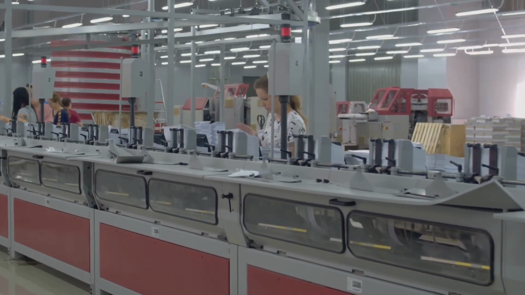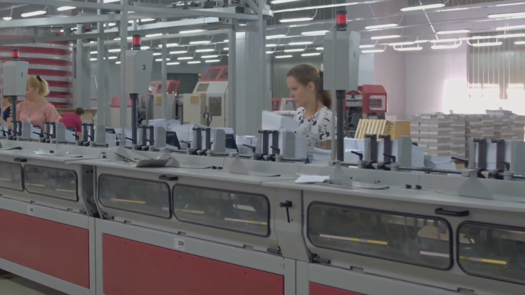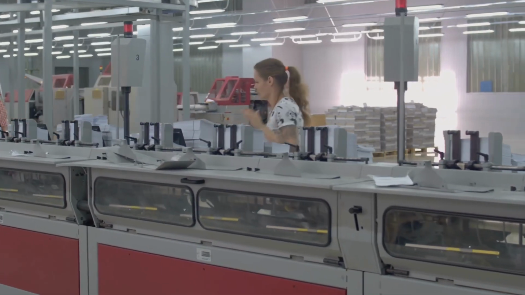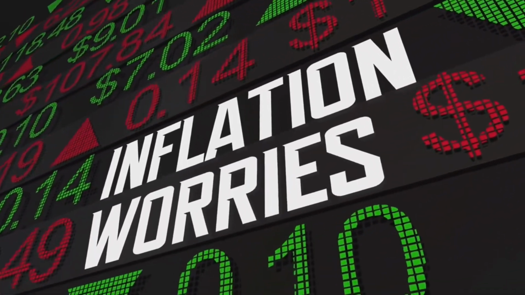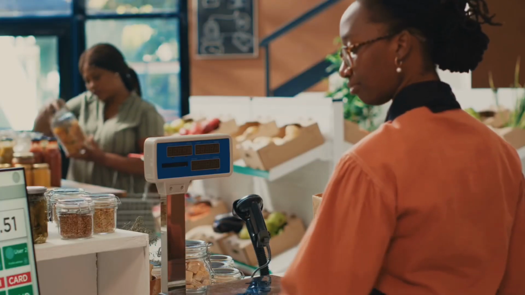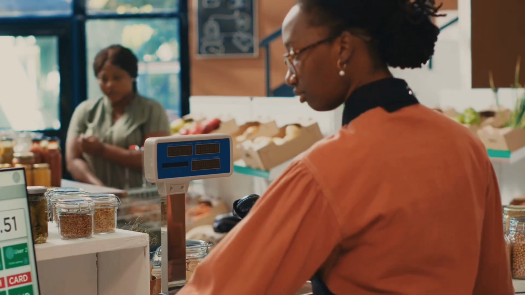Cost push inflation, on the other hand, is like the rising cost of concert tickets when the cost of production increases. This could be due to rising wages, higher commodity prices, or supply chain disruptions. These increased costs are often passed on to consumers in the form of higher prices.